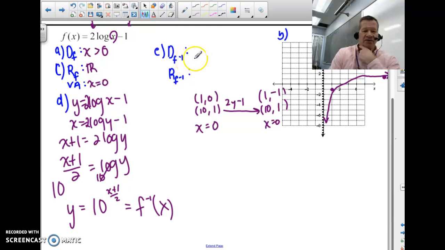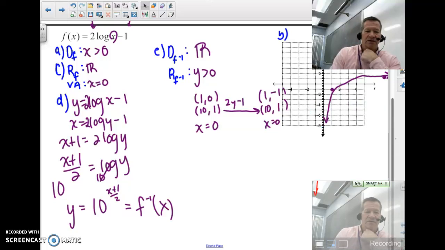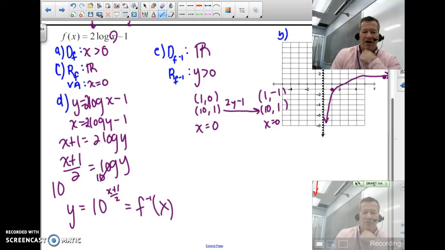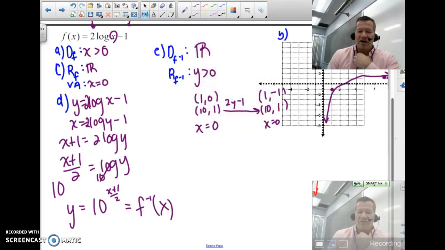Now the domain and range will be switched. So now the range will be y is greater than 0, and the domain will be all real numbers. And so now if I sketch a graph, it'll just be the inverse of this one. So my asymptote will be on the x-axis, sorry, y equals 0. And then switching the values and my color while I'm at it. Instead of 1, negative 1, it would be negative 1, 1. Instead of 10, 1, it would be 1, 10, which I'm a little closer to getting on there.